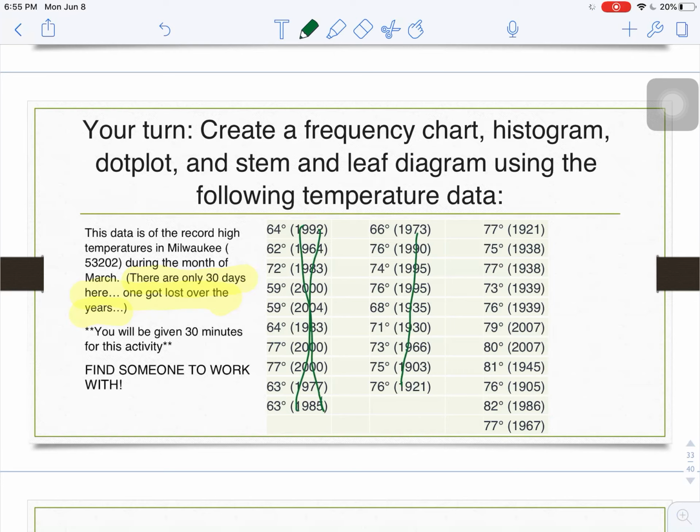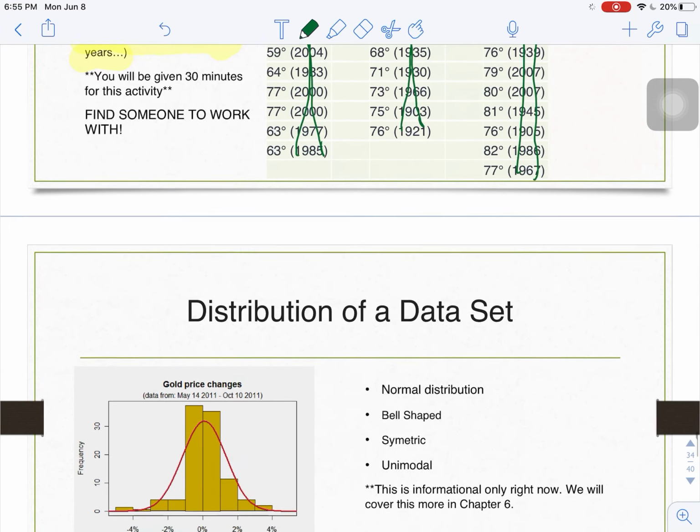And what I'd like for you to do, pay attention to the fact that we are not using years. We don't care about these years. We are looking at temperature data. Expect that this may take you up to 30 minutes to complete. If you feel comfortable with creating the frequency chart, histogram, dot plot, and stem and leaf diagram, then you're good to go. If you do have some questions about it or would like for me to double check it, you may email me what you have and I can let you know if you're on the right track with that.